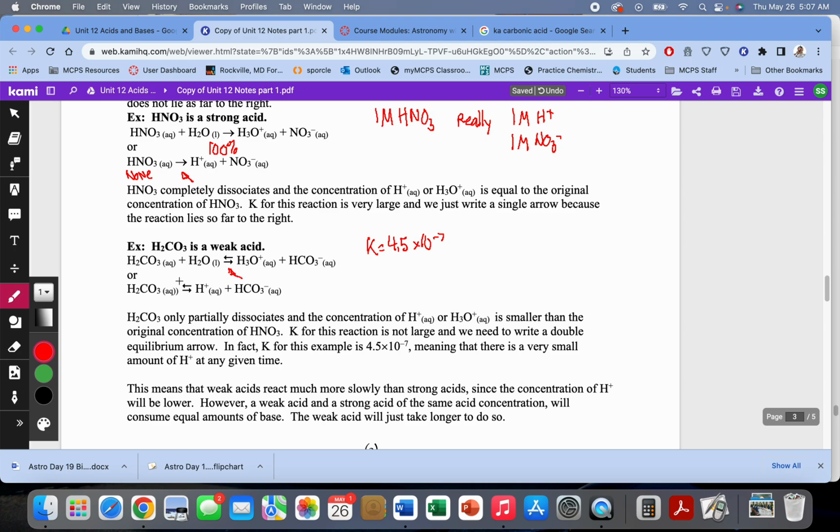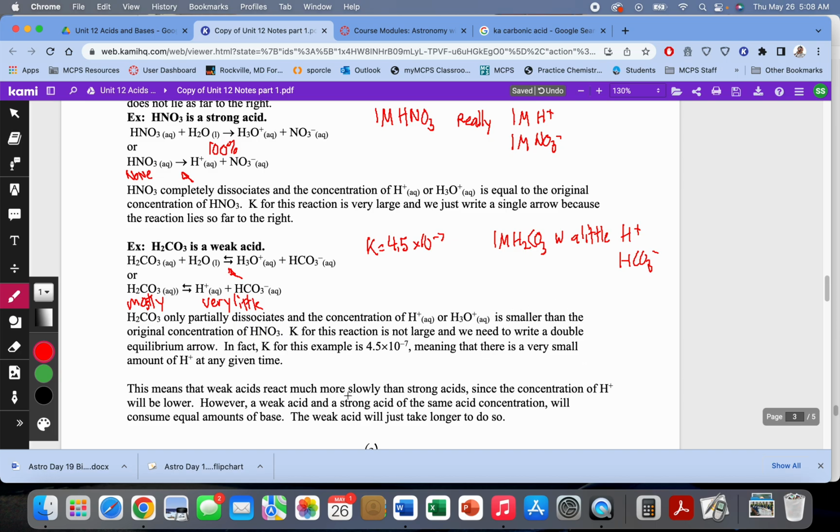That means that essentially it's almost 100% this. It's mostly still carbonic acid, and there's very little H plus, right? And so if I had 1 molar, if I could create 1 molar H2CO3, right, then it's basically 1 molar H2CO3 and just a little, right? It basically stays this with just a little H plus ion and just a little bit of HCO3 minus ion. Okay, so it breaks apart just a little bit.